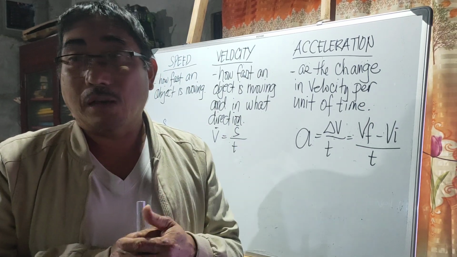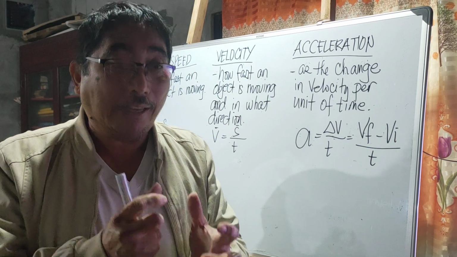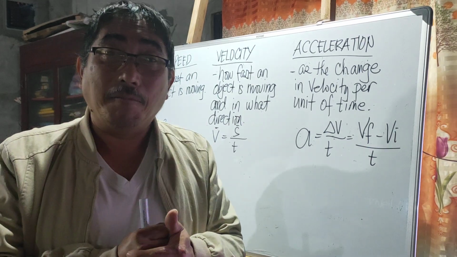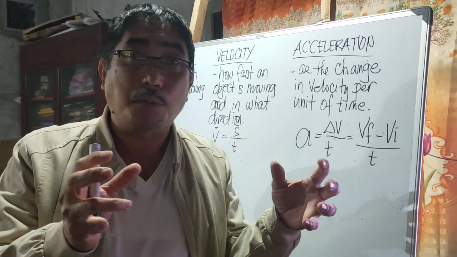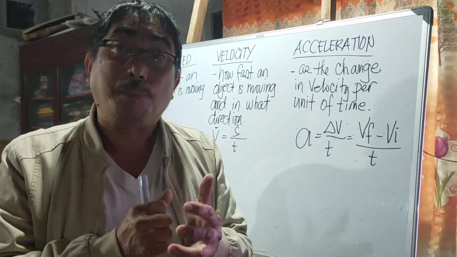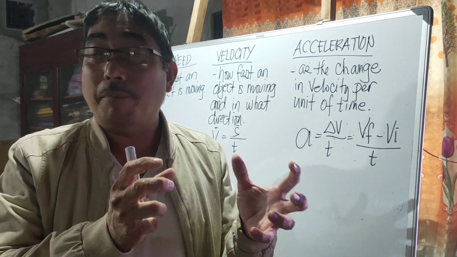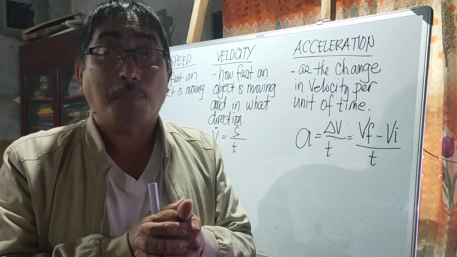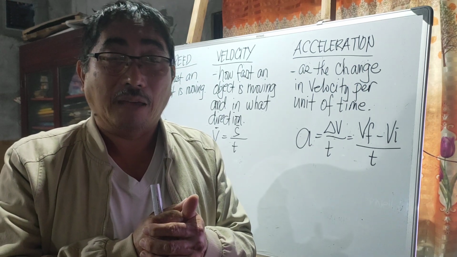Pero pagka pinag-uusapan lang natin ay bilis, then that is basically speed. Kaya yung nakalagay sa dashboard ng mga sasakyan natin is nakasanayan nating tawagin ng speedometer. Kasi ang pinapakita lang sa atin noon ay speed. Okay?